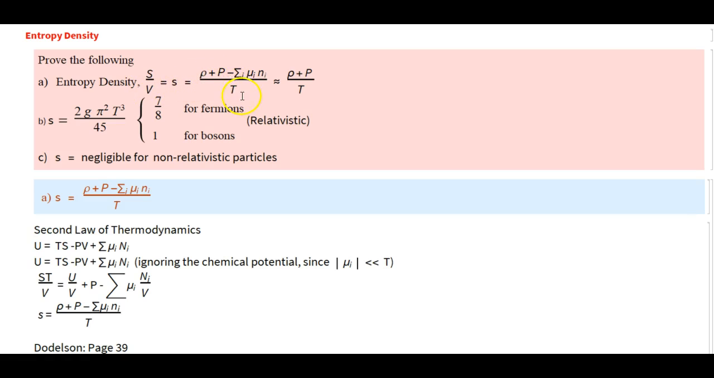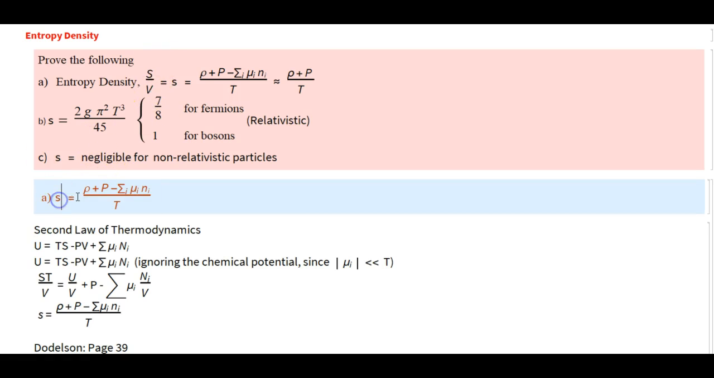Entropy density is rho plus P over temperature. And in the relativistic scenario, we have this. And in the non-relativistic scenario, it is negligible. Let's look at this. First of all, let's prove this expression. Small s means entropy density, and capital S is the total entropy. V is the volume here.